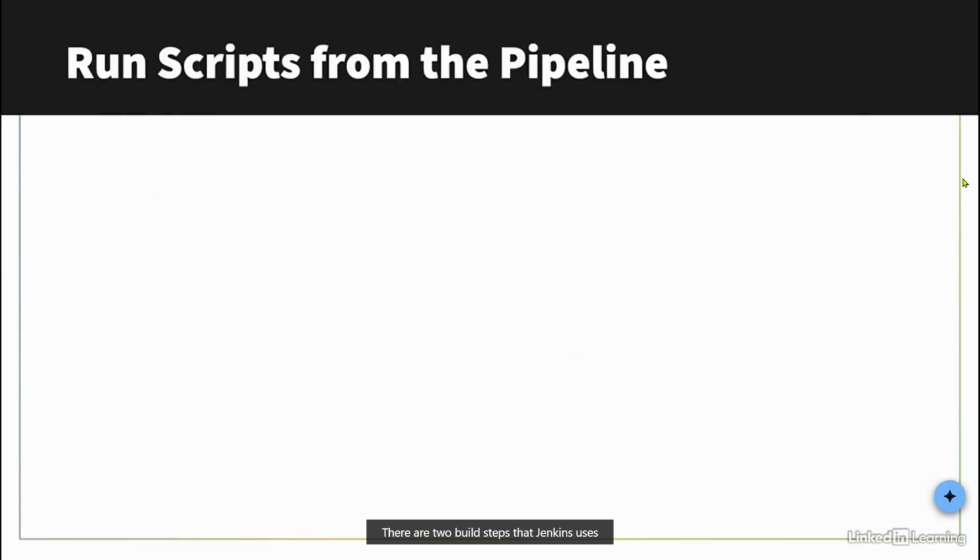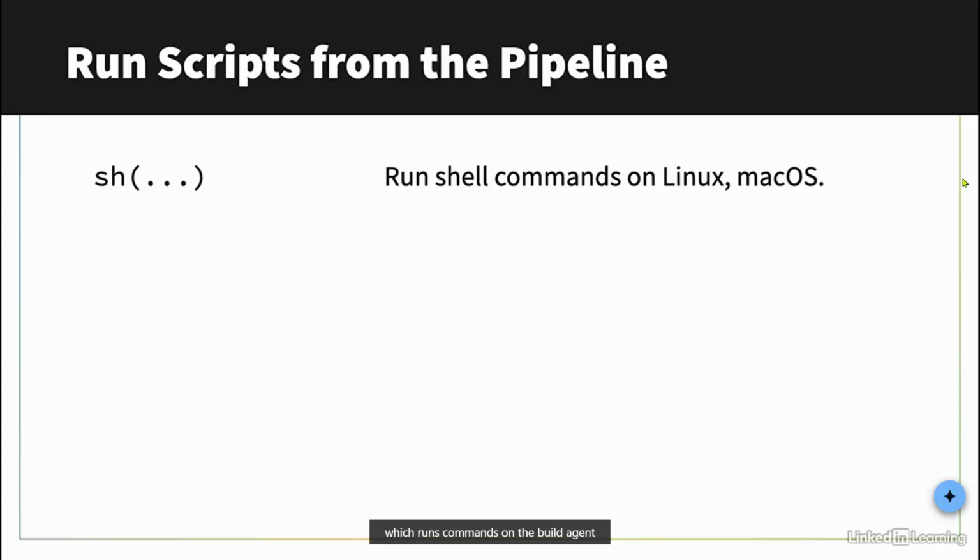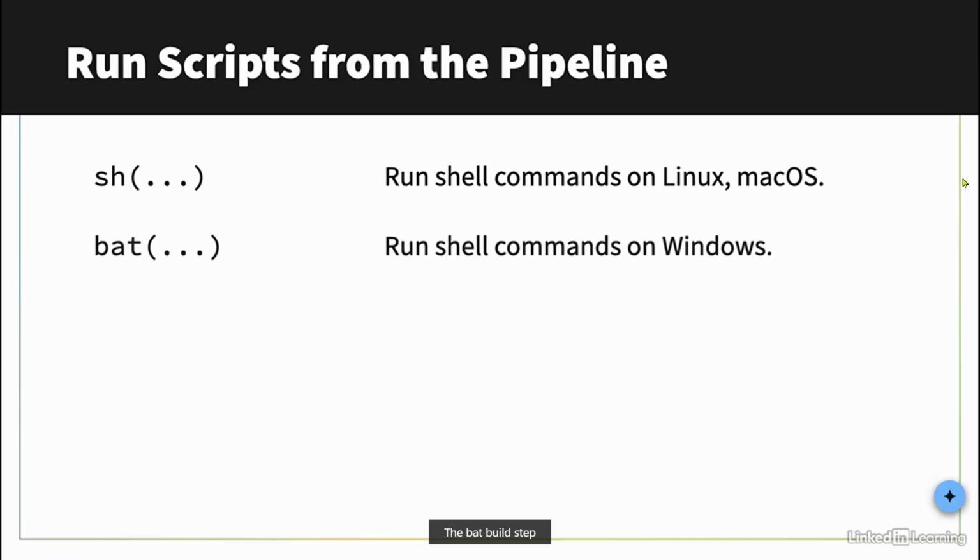There are two build steps that Jenkins uses to run external commands. We've already seen the sh build step, which runs commands on the build agent using the default shell. This step is useful on agents running Linux, Unix, or Mac OS. The bat build step has a similar function on Windows systems.